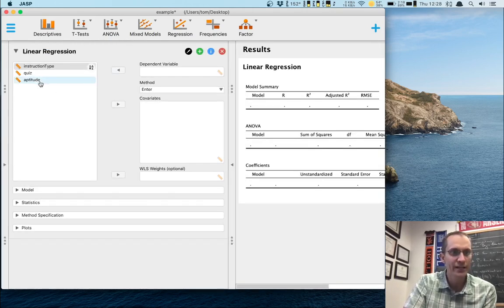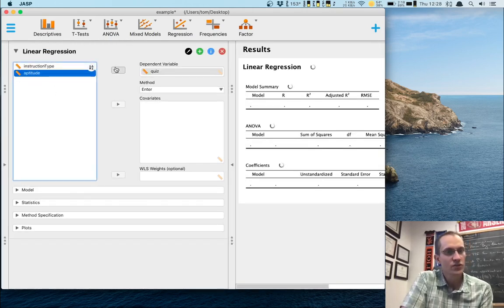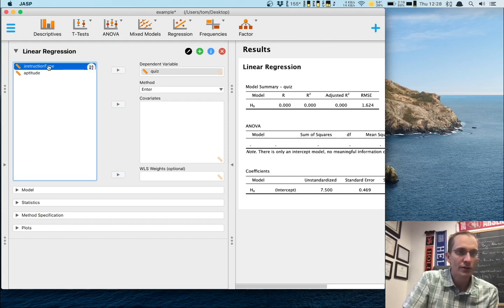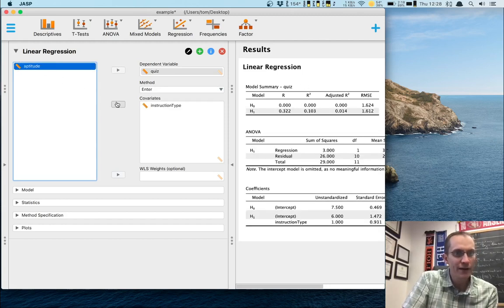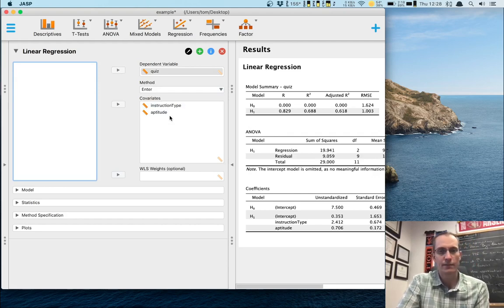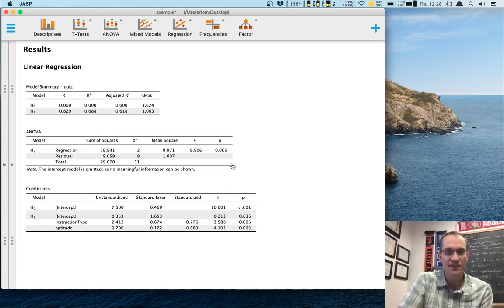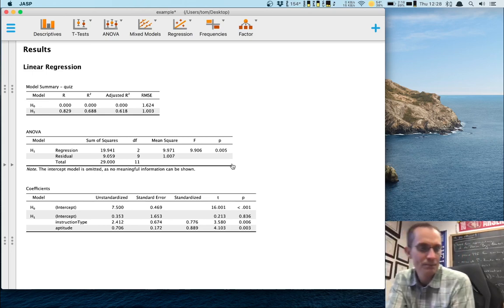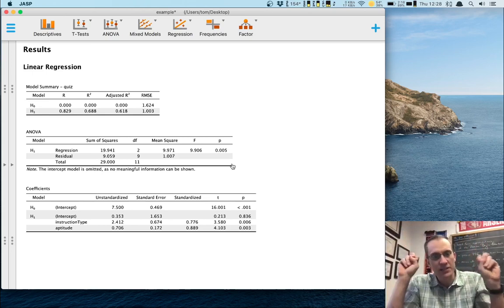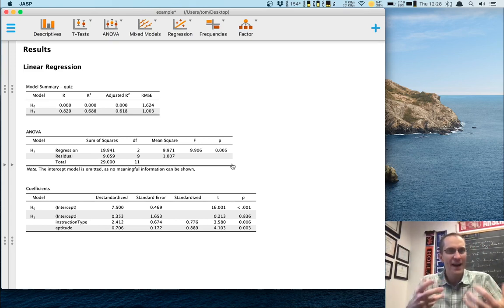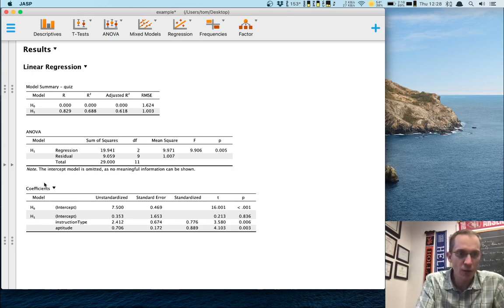Now we go back to the linear regression. We're going to put quiz score as our dependent variable, and then we'll put the grouping variable and the covariate both as covariates in the box. And that's it. Now what we're looking for is one thing. We're looking for the effect of the covariate, the effect of aptitude, and that's going to be the slope on the aptitude term in the model. So what I need to find is the box labeled coefficients. That's this one right here.